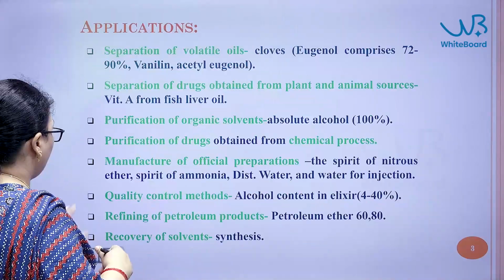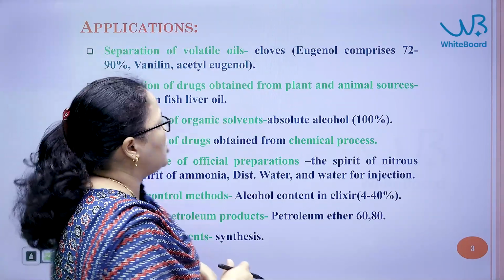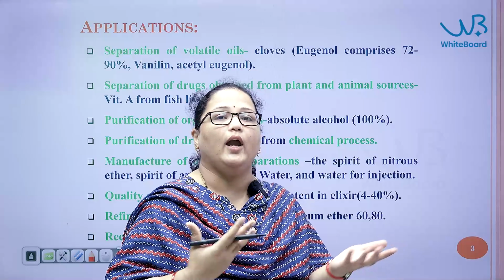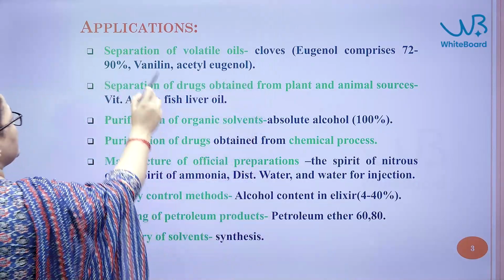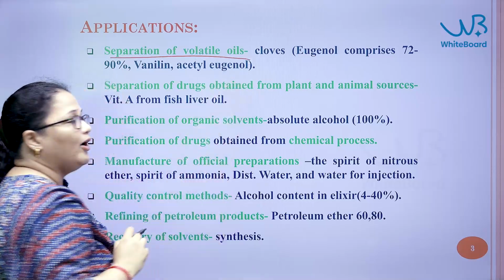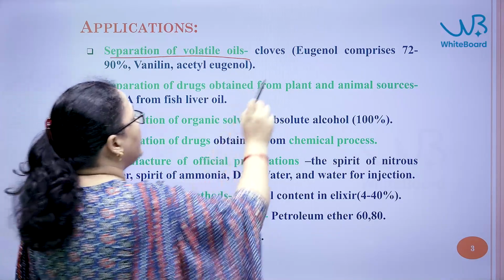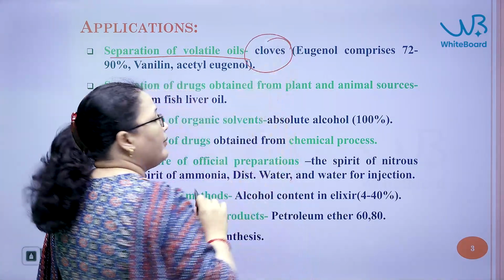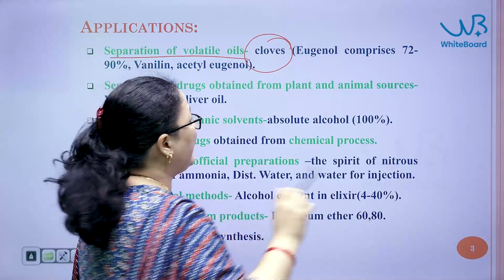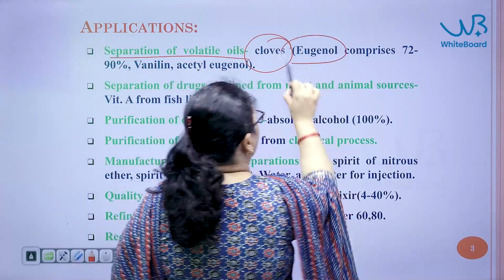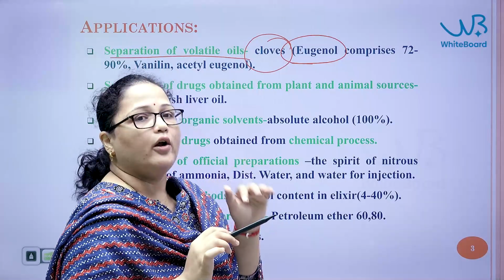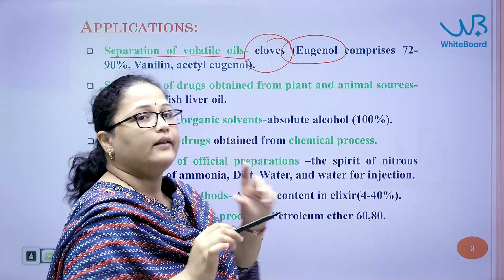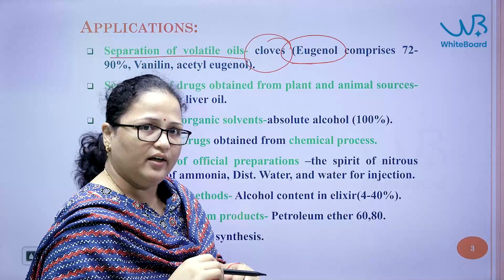Now coming to the applications, in which cases we employ the distillation process. Coming to the first one, separation of volatile oils. Okay, so here they have given a clove. In clove it contains a volatile oil which is known as eugenol. So if you want to extract this eugenol oil from the clove buds, then you can employ the distillation technique.